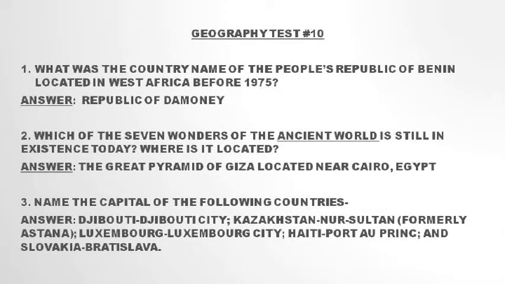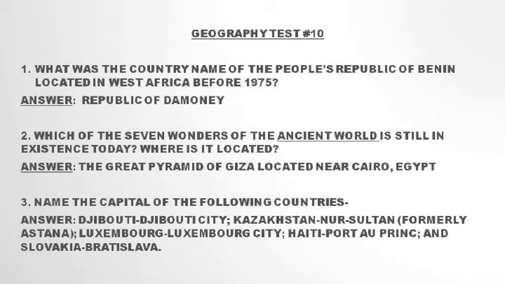What I'd like to do now is go to Geography Test number 10. I'll give you the question and the answer. What was the country name of the People's Republic of Benin, located in West Africa before 1975? The answer is the Republic of Dahomey. Question 2. Which of the 7 wonders of the ancient world is still in existence today, and where is it located? The answer is the Great Pyramid of Giza, located near Cairo, Egypt.